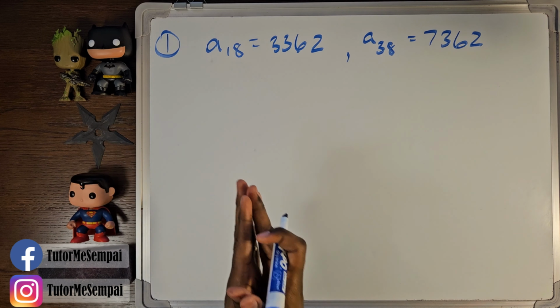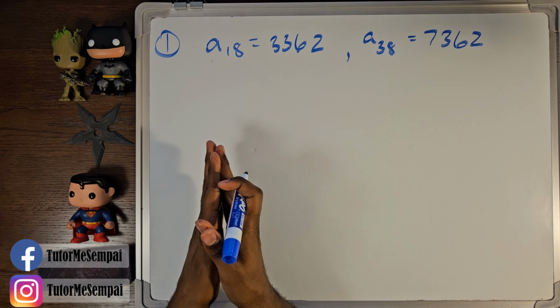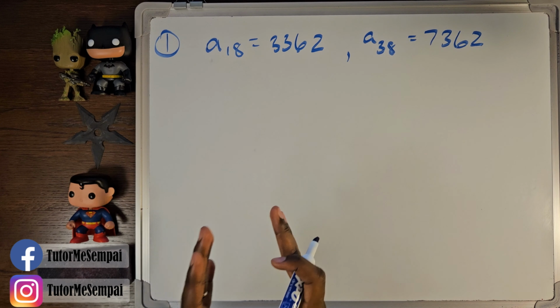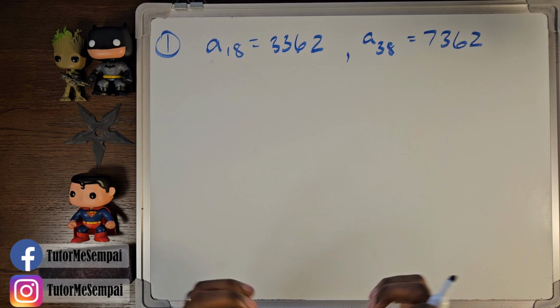As you see here, we only have 2 terms. We have our 18th term and we have our 38th term. And we want to find both the explicit and the recursive formula for this arithmetic sequence.